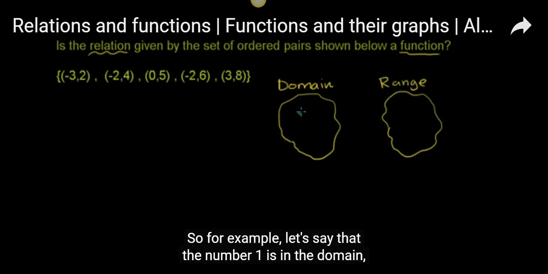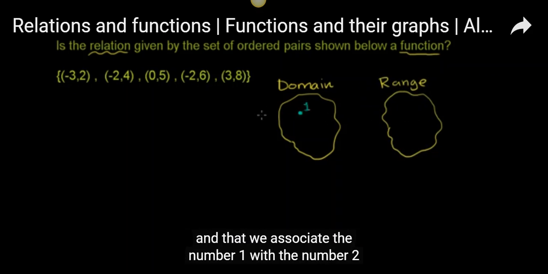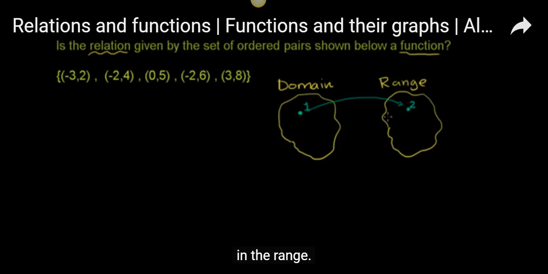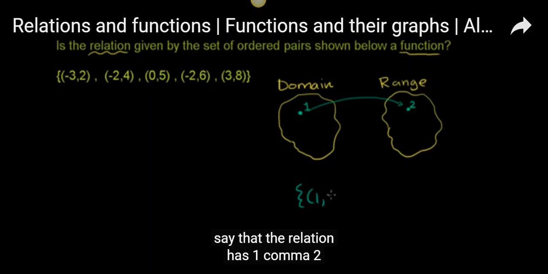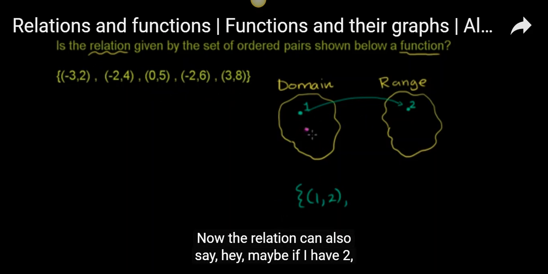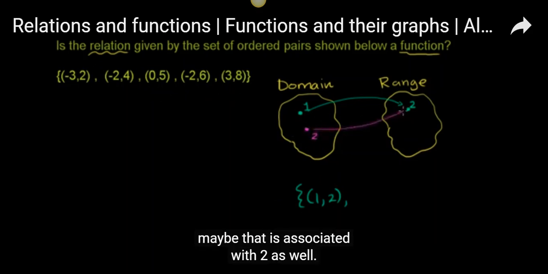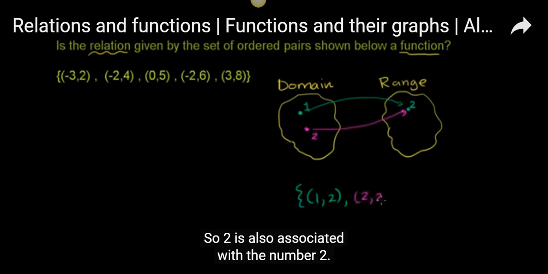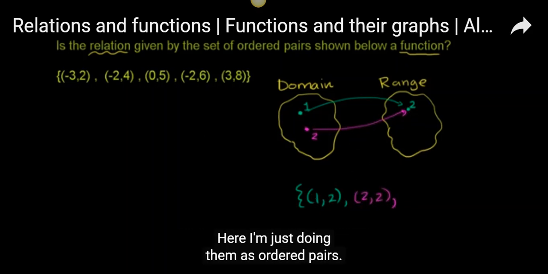So for example, let's say that the number 1 is in the domain, and that we associate the number 1 with the number 2 in the range. So in this type of notation, you would say that the relation has (1, 2) in its set of ordered pairs. These are two ways of saying the same thing. Now the relation can also say, maybe if I have 2, that is associated with 2 as well. So 2 is also associated with the number 2. And notice, I'm just building a bunch of associations. I've visually drawn them over here. Here I'm just doing them as ordered pairs.